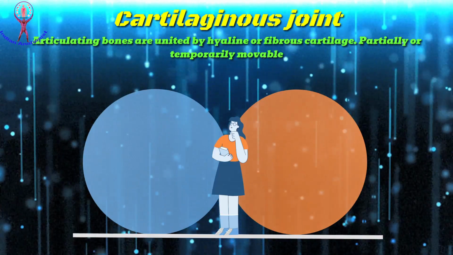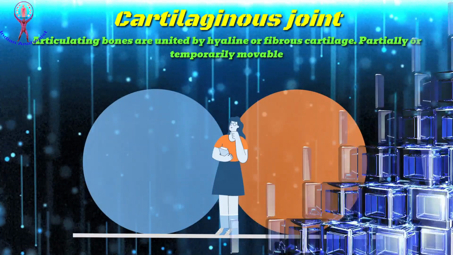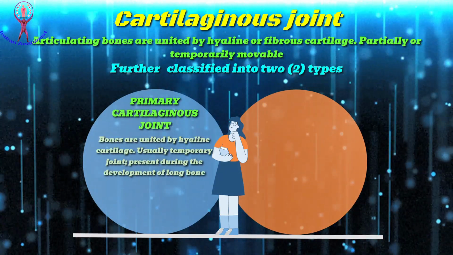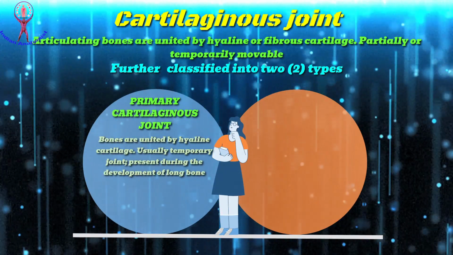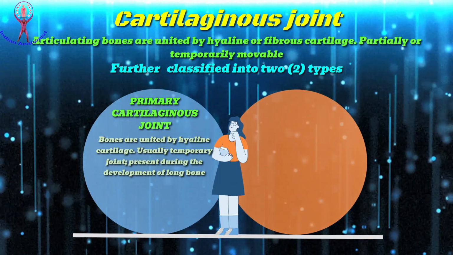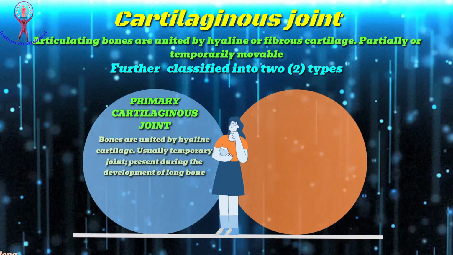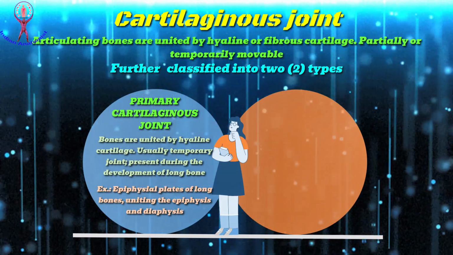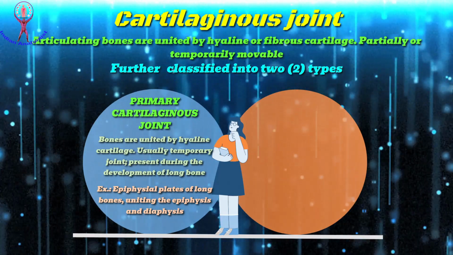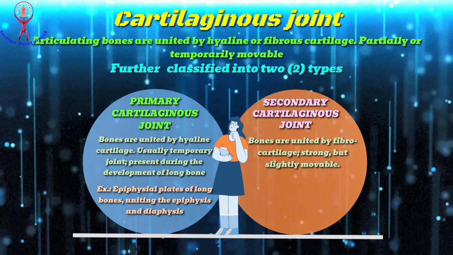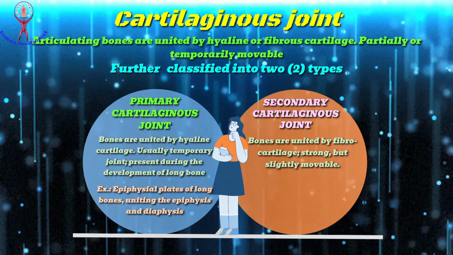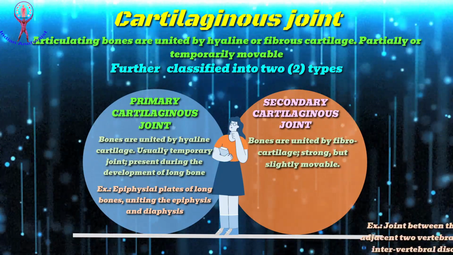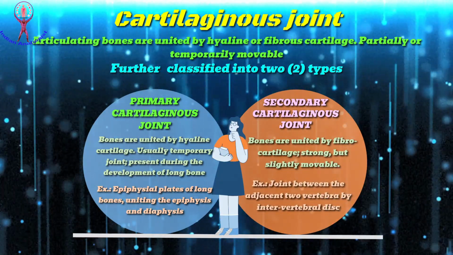Further, cartilaginous joints are classified into 1. Primary cartilaginous joints. Here, bones are united by hyaline cartilage. Usually a temporary joint, present during the development of long bone. Examples for this are epiphyseal plates of long bones, uniting the epiphysis and diaphysis. Number 2 is secondary cartilaginous joints. Here the bones are united by fibrocartilage. They are strong, but slightly movable. The example is the joint between two vertebrae by the intervertebral disc.